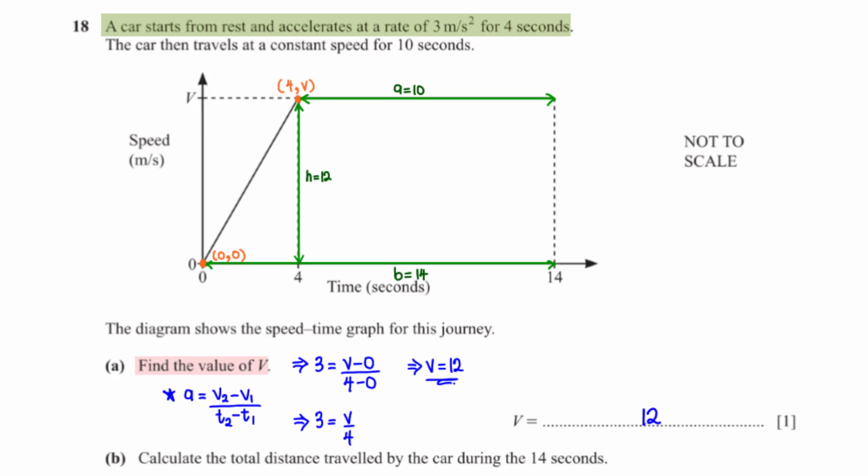We've been given the acceleration of the car during the first 4 seconds, so we can use the acceleration formula to find the value of v. When we apply the formula, we get 3 equals v minus 0 divided by 4 minus 0. V minus 0 is v and 4 minus 0 is 4. When we move 4 to the other side of the equation, it goes to multiply 3. This gives us v equals 12.